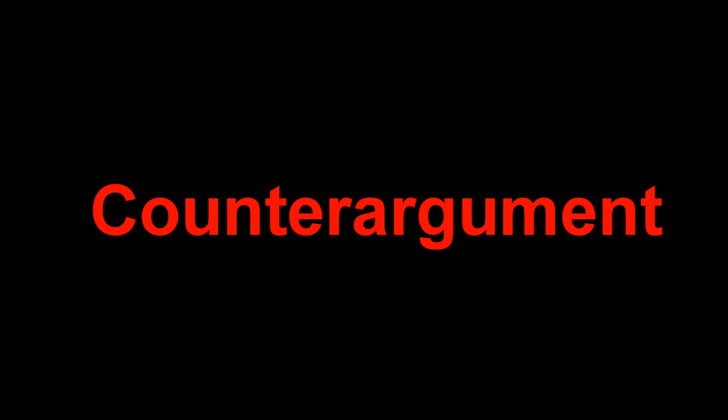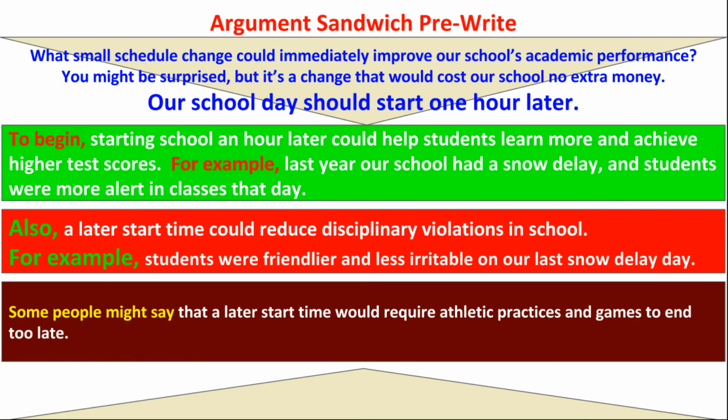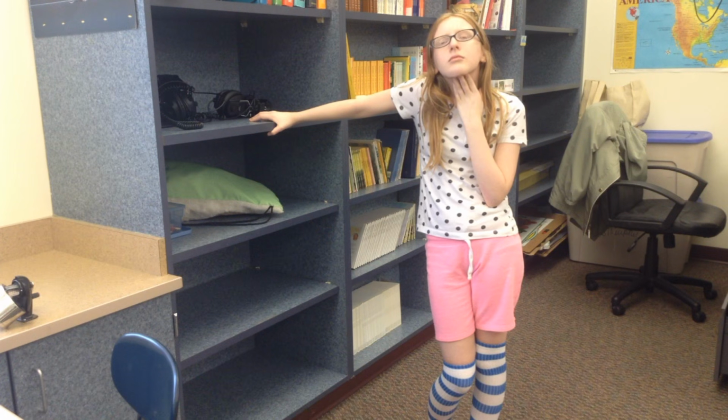To write a good argument, I have to include the counter-argument. This is where I clearly acknowledge an important argument from the opposite side. I can use the magic words, some people might say. Here's my counter-argument. Some people might say that a later start time would require athletic practices and games to end too late. After acknowledging the counter-argument, I need a refutation.